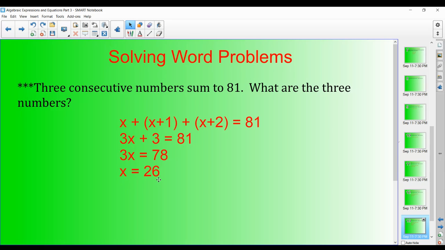But the question doesn't say what is one of my numbers, it says what are all of the numbers. So if x is 26, then I could put 26 in to get my next number is 27, and the number after that is 28. So the 3 numbers are 26, 27, and 28. And we can check this by adding those 3 and getting 81. So this is how we solve word problems. We set up expressions, and then using our algebraic manipulation skills, we can isolate a variable and figure out what that variable's value is.